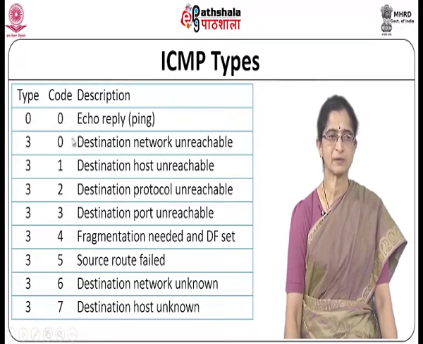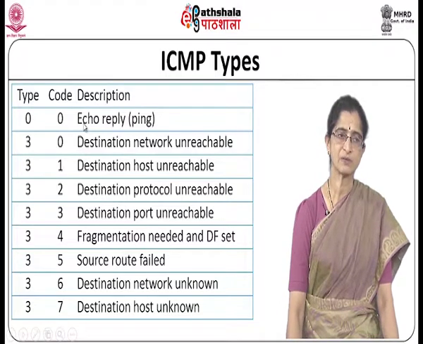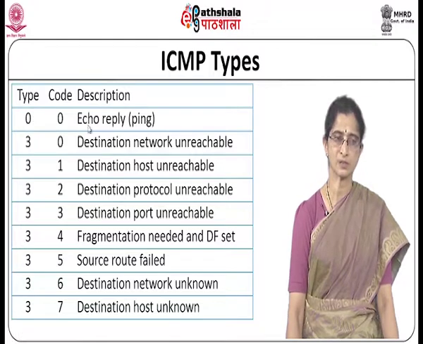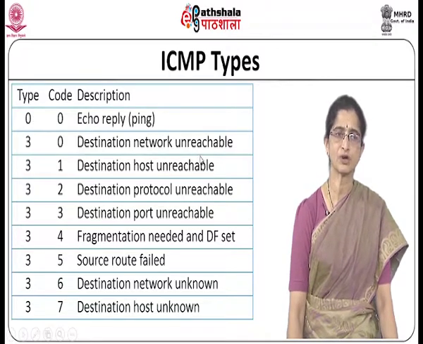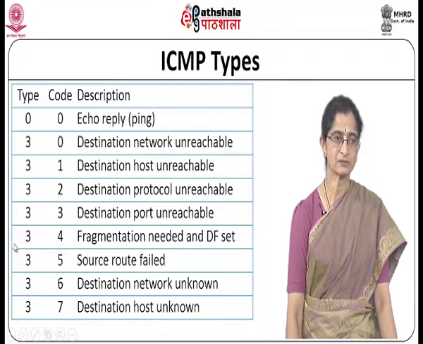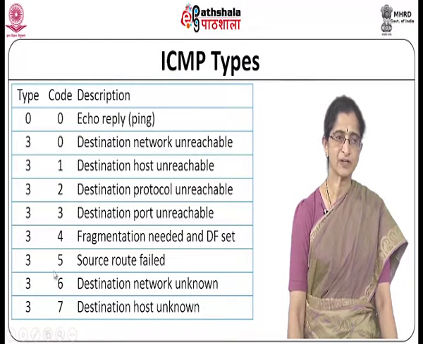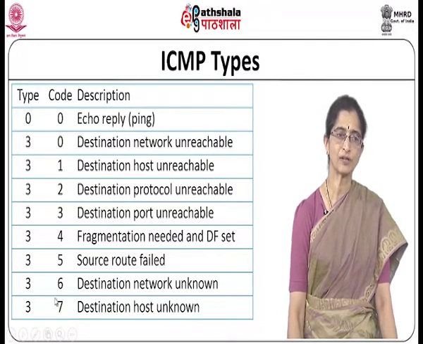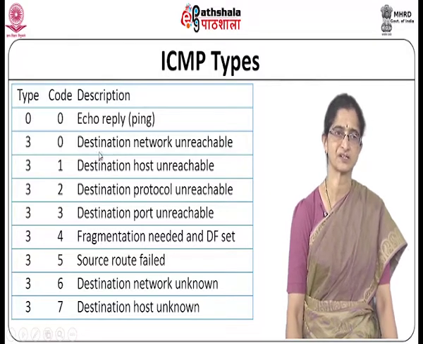If you look at the ICMP types, we have something called an echo request and an echo reply. Then there are a number of messages which talk about destination unreachable. You will see that the type here is 3, type 3, and you have different codes there. This type 3 indicates that some destination is unreachable, and the code specifies why the destination is unreachable.